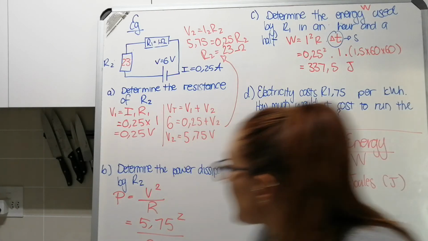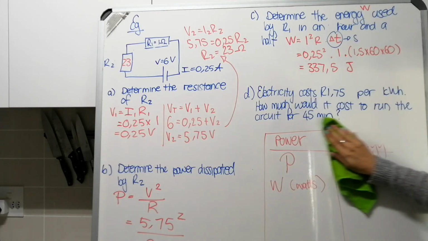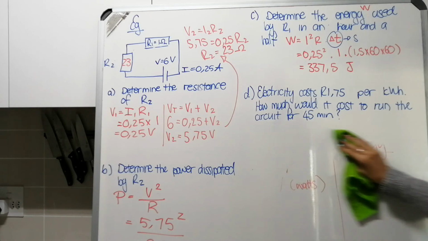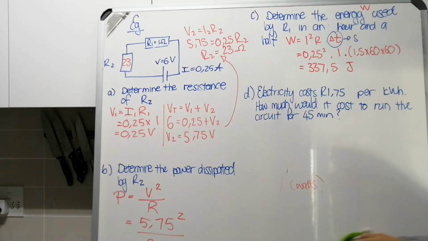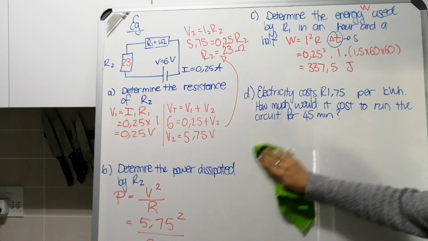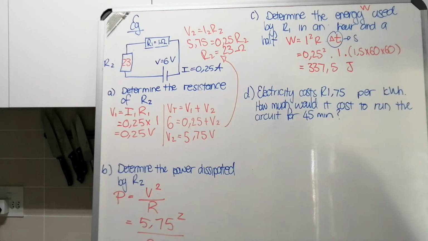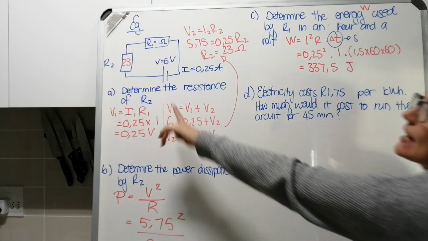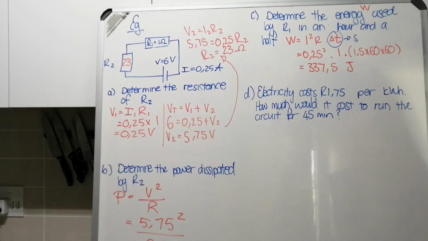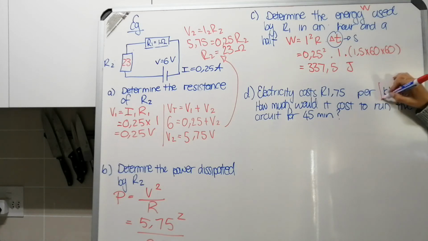Okay, last question, question D. If electricity costs R1.75 per kilowatt hour, how much would it cost to run the circuit for 45 minutes? Now I know that there are some of you saying, but ma'am, a circuit is free to run because it's a battery. I know that. We're imagining a scenario where instead of a cell, we've just plugged this thing into a wall. So it costs R1.75 per kilowatt hour.